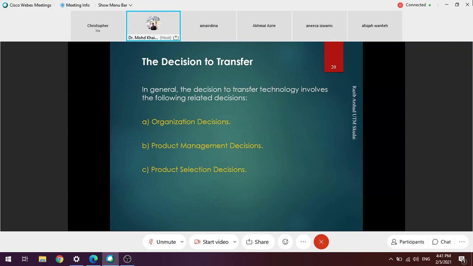And the last one, product selection decision. Because not all of this technology should be given to the transferee. Some of the technology you should retain inside your firm because of the competitive advantage and because of the sustainability factors of the company. So this is important. Please memorize this one. The decision must be decided by the organization, by the product management decision, and by the product selection decision.